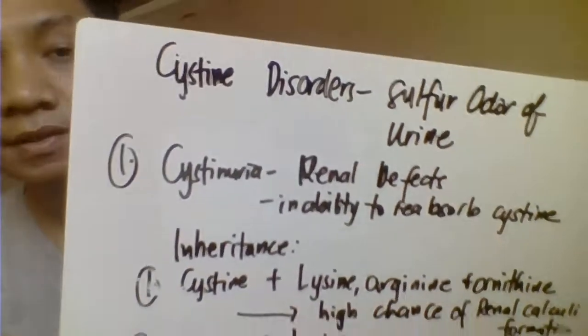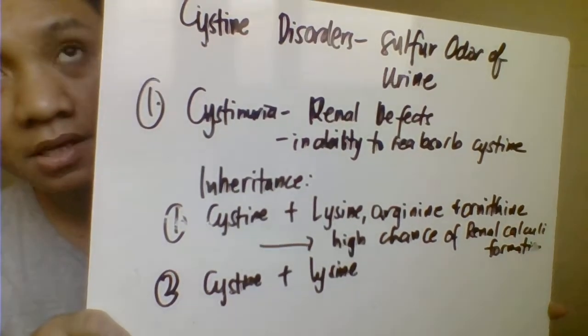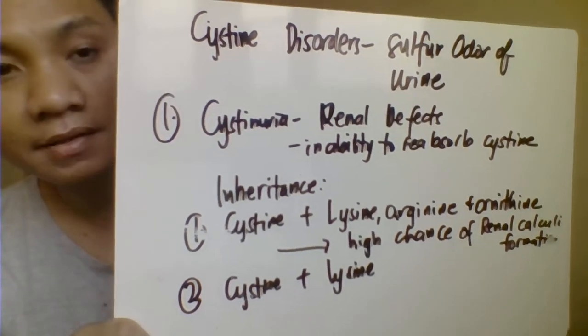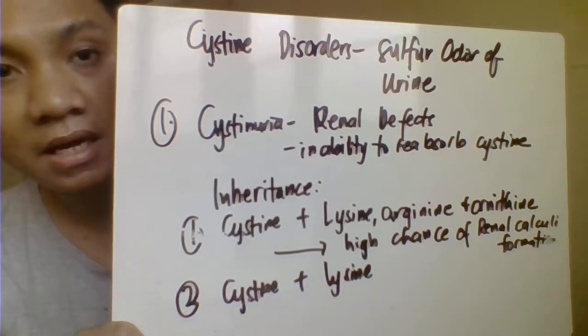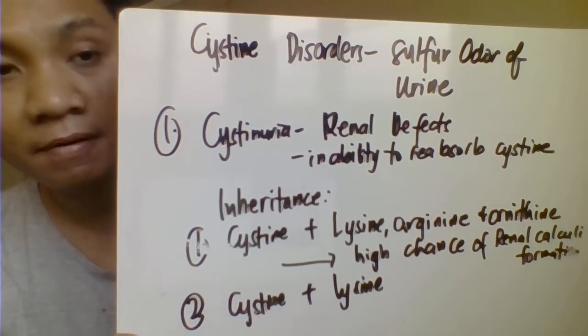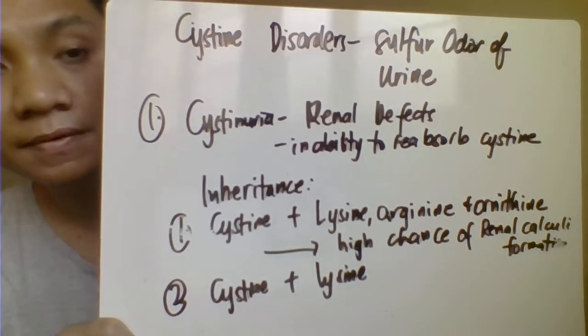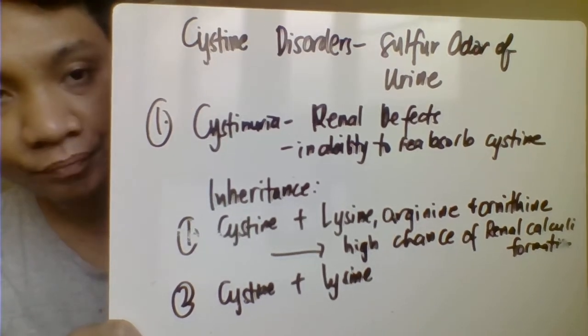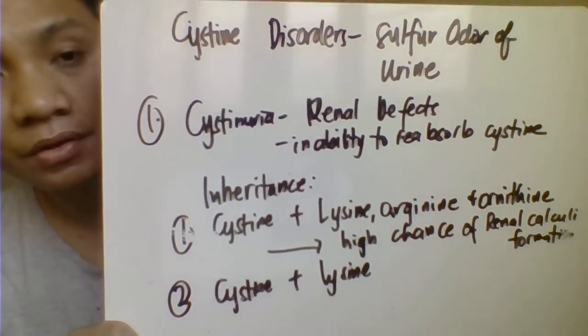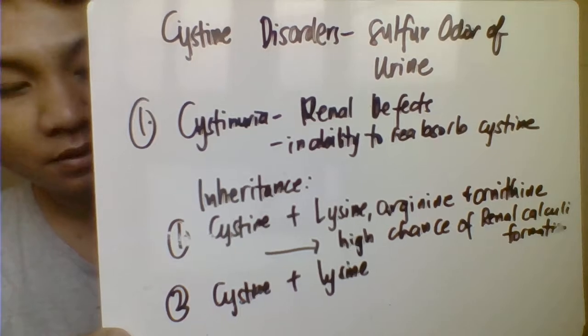Okay, now we go to the cystine disorders. Cystine disorders are characterized here by the sulfur odor of the urine. It's because cysteine is one of the amino acids containing the sulfur group. So, we classify the cystine disorder as number one, cystinuria.